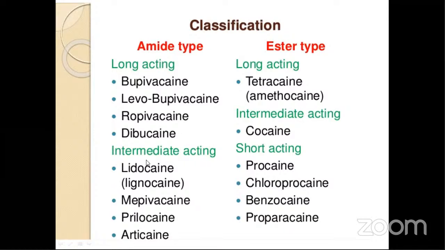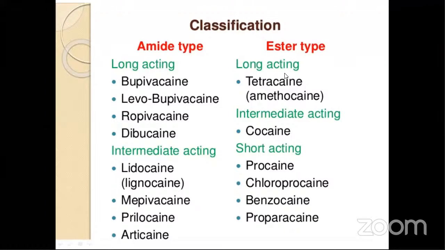If you see amide derivatives, you have long acting ones like bupivacaine, ropivacaine, dibucaine. These are generally available under long acting. Then intermediate means lignocaine, otherwise called lidocaine, mepivacaine, prilocaine, articaine. How have they got this type of drugs? By modifying the structure or any functional groups or derivatives like amide or ester. So depending on the linkage, they also have different types of compounds.